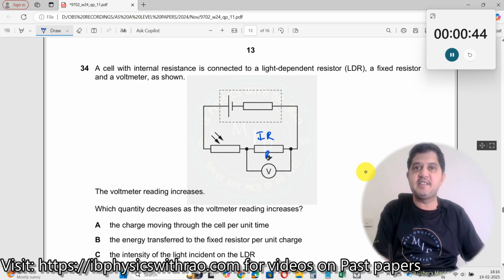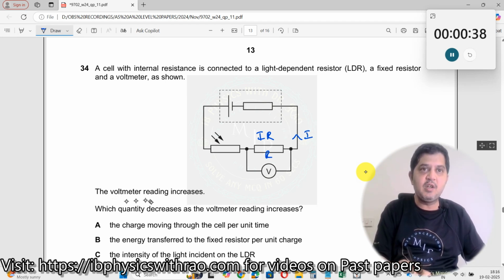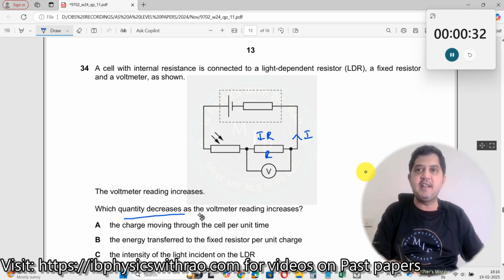See, this R is not changing, so only I is increasing. Definitely the current through the circuit is increasing. What is asked? The voltmeter reading increases. What quantity decreases? Now it's the opposite that's been asked. Which quantity decreases as the voltmeter reading increases? When this is increasing, what is reducing?